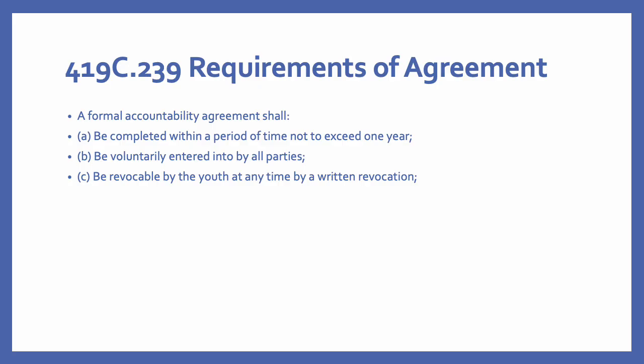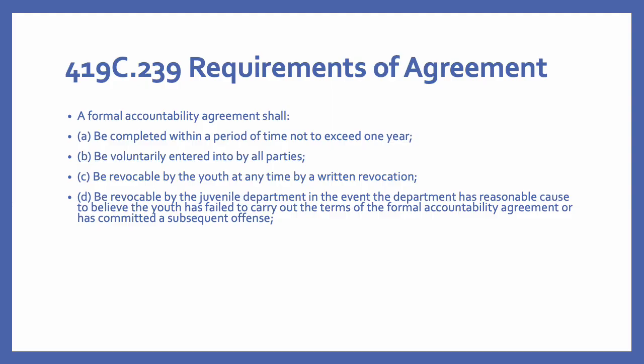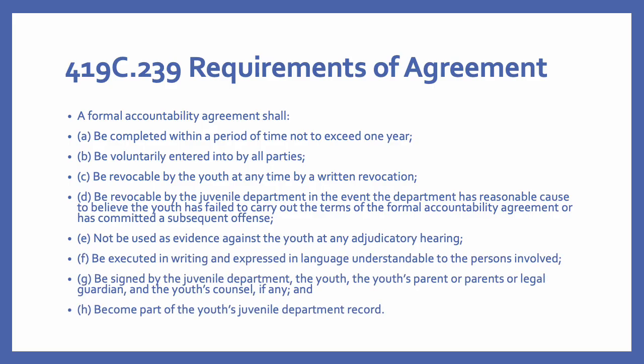The FAA shall be revocable by the youth at any time by a written revocation. So this is where, if the youth no longer wants to participate, they have to put it in writing. The FAA must be revocable by the juvenile department in the event the department has reasonable cause to believe the youth has failed to carry out any of the terms of the FAA or has committed a subsequent offense. The formal accountability agreement must not be used as evidence against the youth at any adjudicatory hearing.